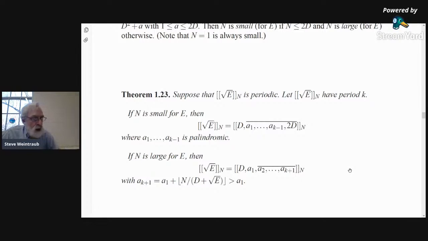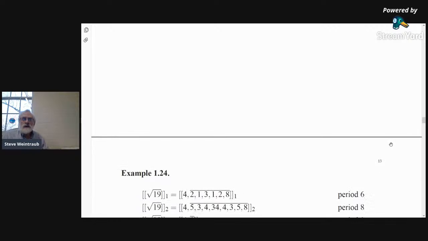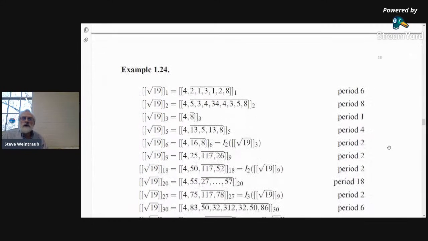Okay, so let's look at some more examples. Let's go back to the square root of 19, and I told you what the CF1 and CF2 expansions of the square root of 19 are. Let's look at a bunch of expansions with other numerators. Before we do this, let's observe that for the square root of 19, capital D is 4, the greatest integer in the square root of 19. So 2D is 8. So numerators that are 8 or less are small, and numerators that start with 9 and are bigger are large.